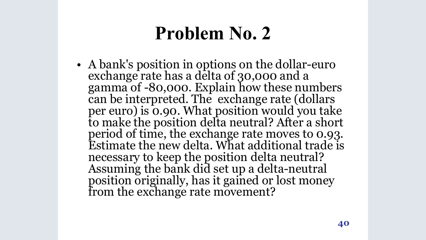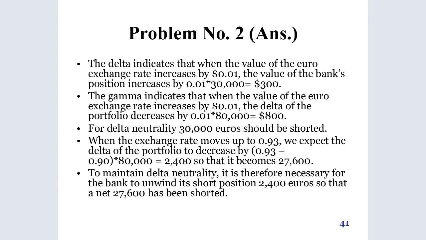After a short period of time, let's say the exchange rate has moved from 0.90 to 0.93. What will be the new delta and how much more trade is necessary to keep the position delta neutral? Let's start with the assumption that originally it was a delta neutral position. If that was the case, has the bank made money or lost money from this movement? So let's start with the first one.